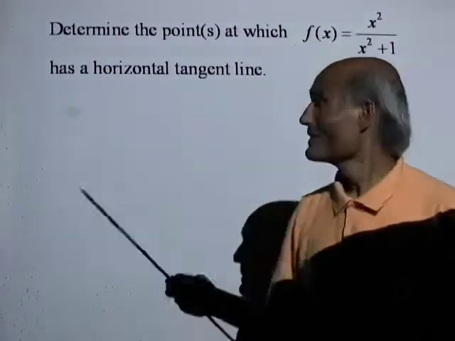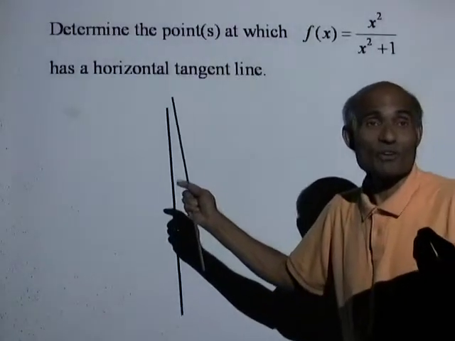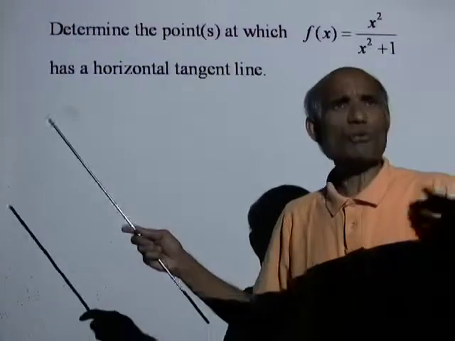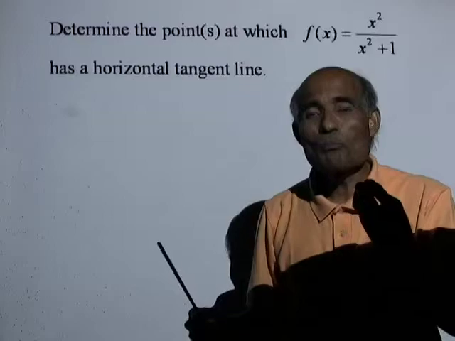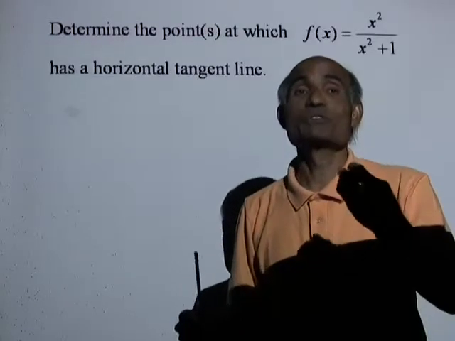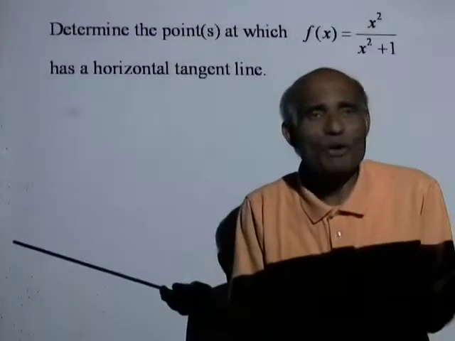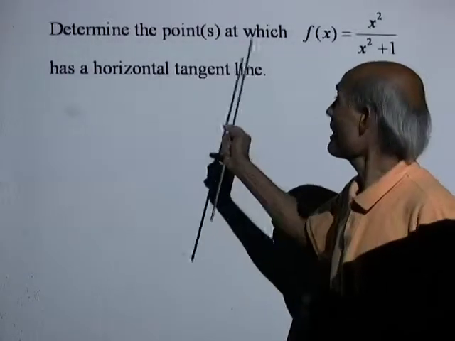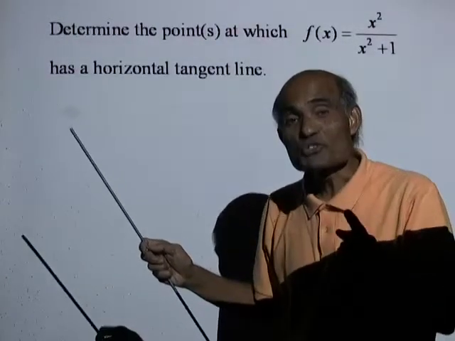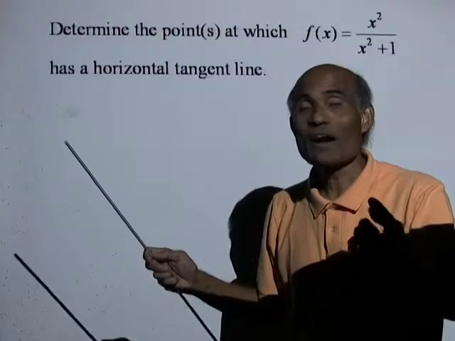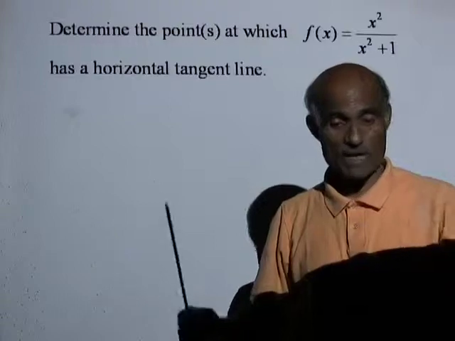In other words, what does this question mean? Determine the points at which. Point or points. If you take it singular, let's say, find the point where the derivative of this function is 0. How do you find the point where the derivative is 0? Find the derivative of the function, set it equal to 0, and solve for x. That will give you the x value where the derivative is 0. Is that right? Okay, let's do that.